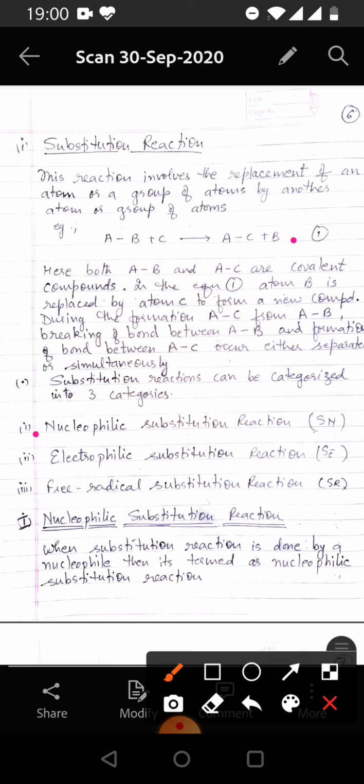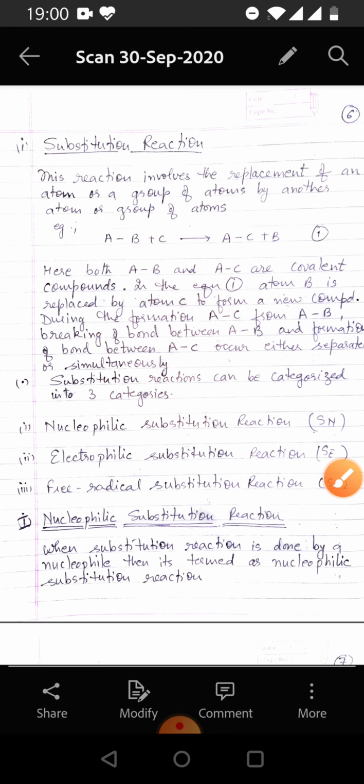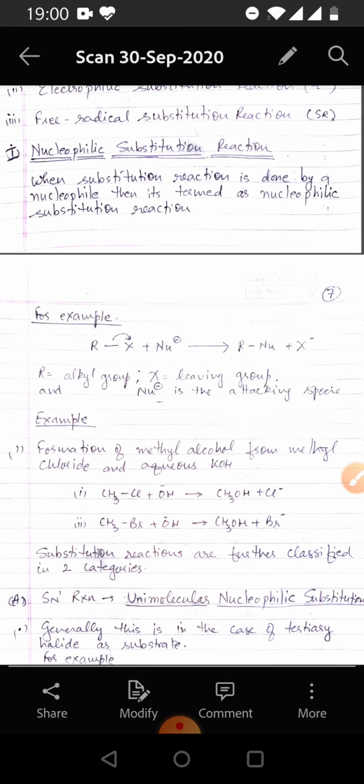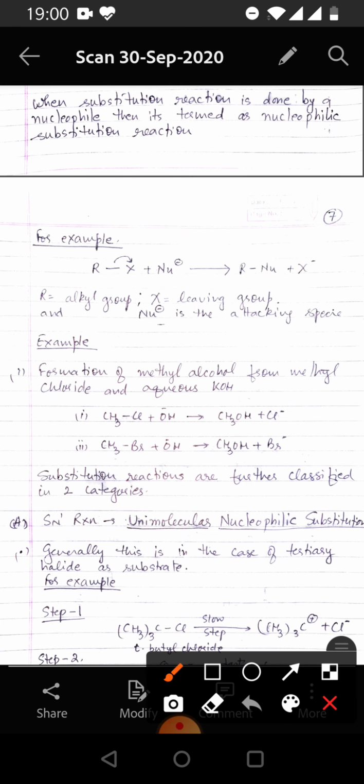First is nucleophilic substitution reaction, second is electrophilic substitution reaction, and the third is free radical substitution reaction. In this video, we will study nucleophilic substitution reaction. When a substitution reaction is done by a nucleophile, it is termed a nucleophilic substitution reaction. For example, we have a compound alkyl halide, which reacts with a nucleophile.